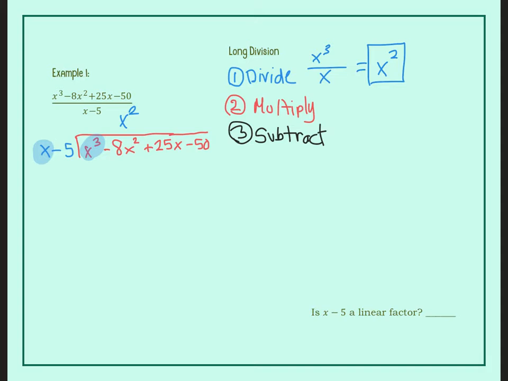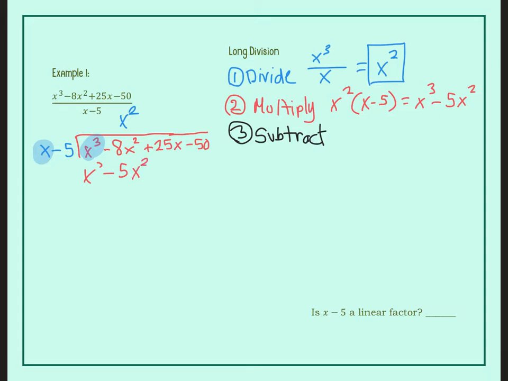Step 2, we're going to multiply. We're going to take the x squared that we just found, and we're going to multiply it by everything on the outside. So x squared times x is x cubed. X squared times -5 is -5x squared. So I'm going to write this underneath the same term. So we have x cubed, I line it up, and we line up our x squareds.